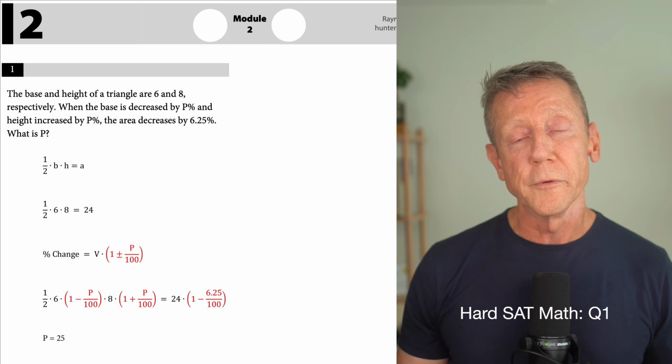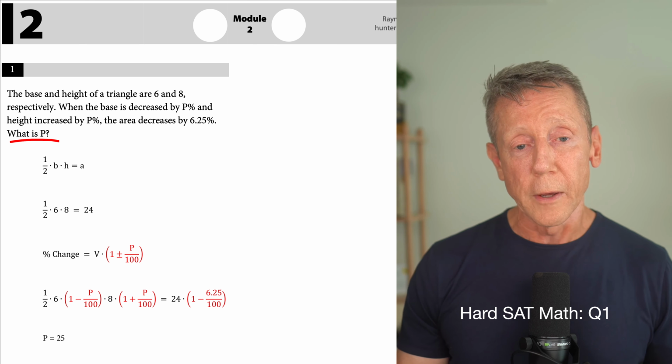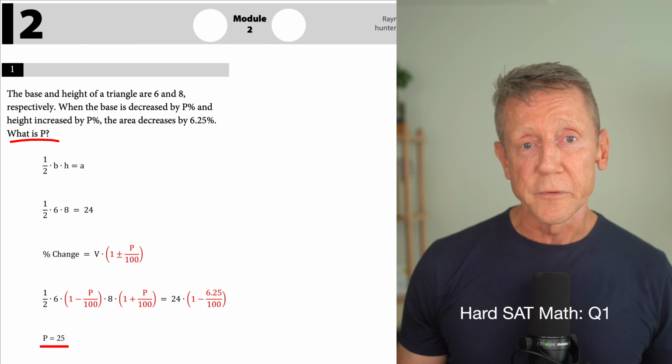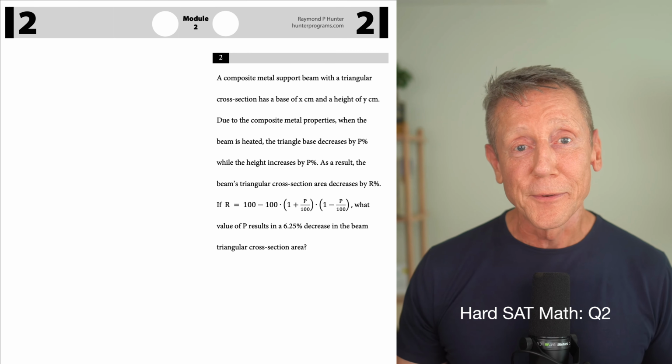It's really important to reread the very last part of the question and make sure we're giving them back what they're asking for. They're asking for P, we found P, great. They're not asking for P% or 100 times P or anything else. So we're done. Now let's look at the problem on the right.